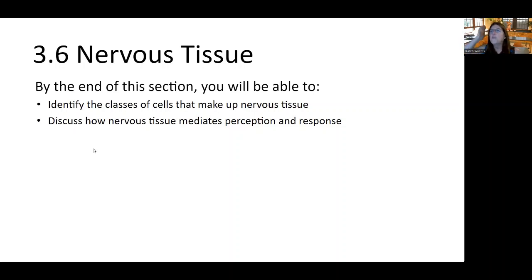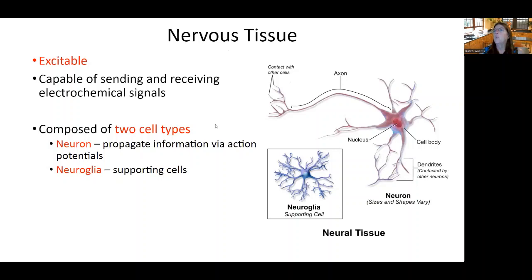So on to nerves. Nervous tissue: we're going to identify cells and also how it basically works. So nervous tissue is excitable, right? It can send and receive electrochemical signals. When we look at a slide of nervous tissue, we're going to see two cell types, neurons and neuroglia cells.